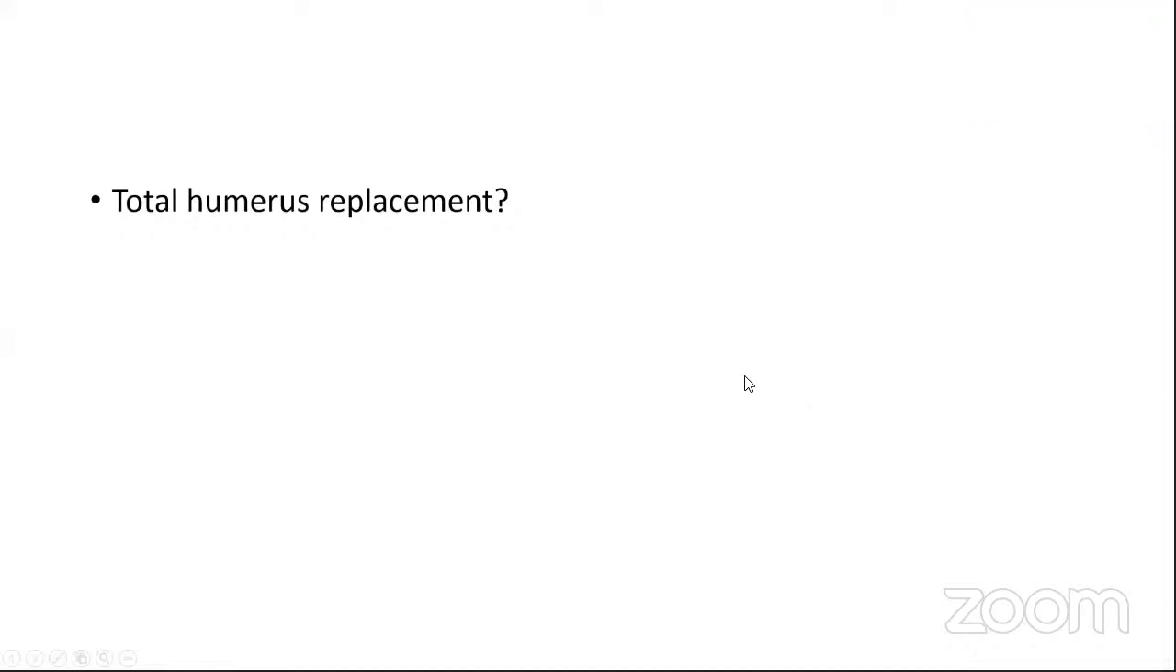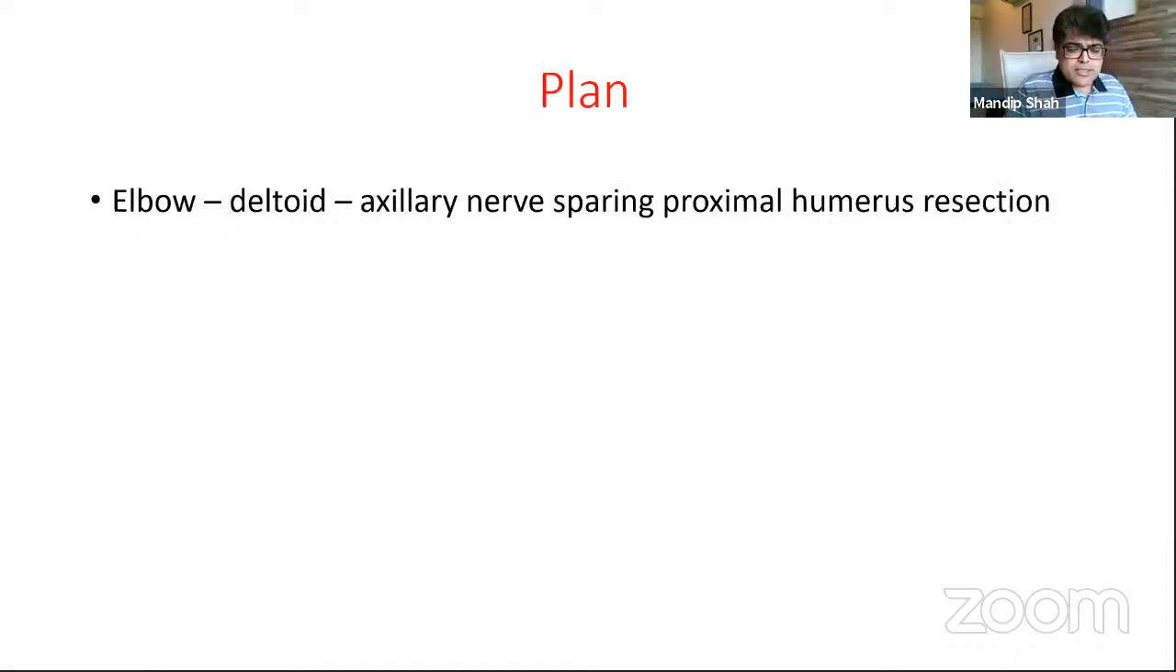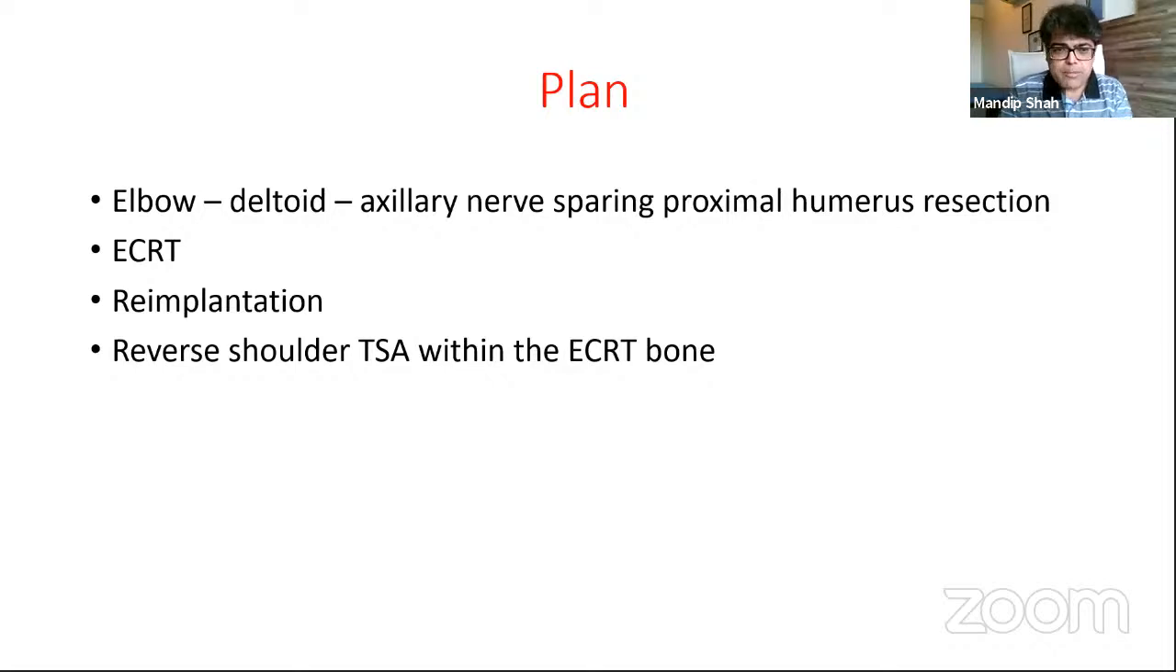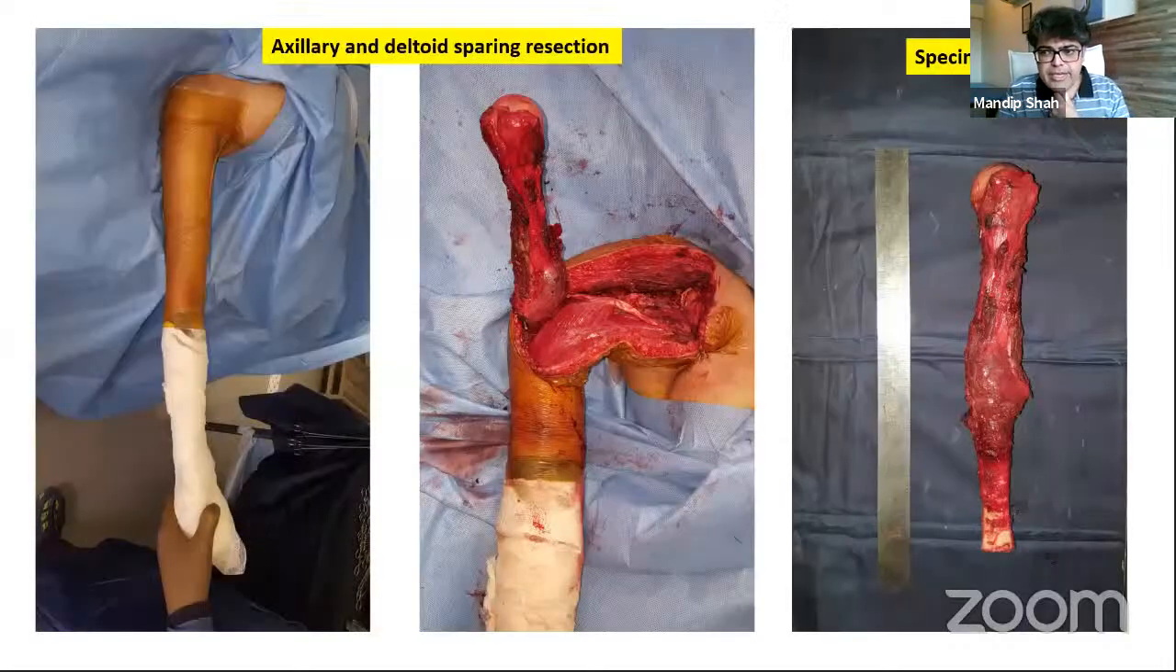You're audible, sir. Okay. Fine. So this is what we planned. We would do an elbow and deltoid and axillary nerve sparing proximal humerus resection, and of course an elbow sparing resection. Do an ECRT, re-implant, and do a reverse shoulder type of total shoulder replacement within the ECRT bone. So this is what we did.